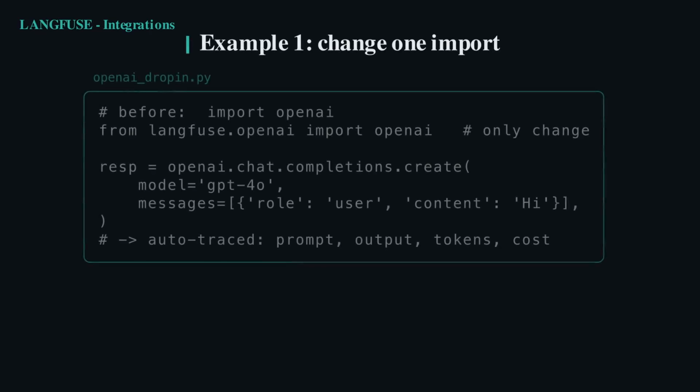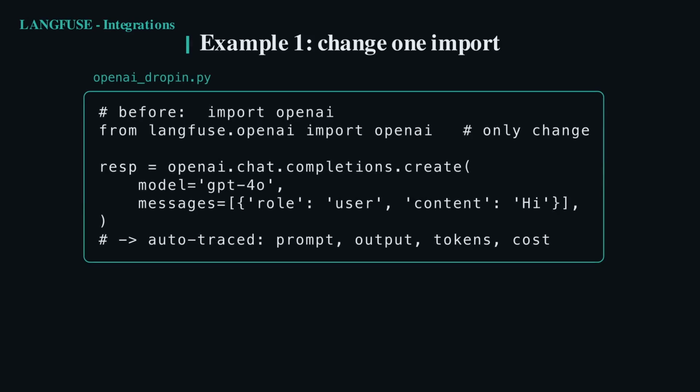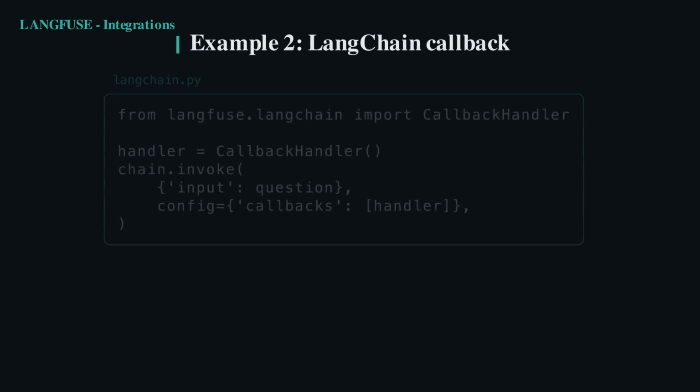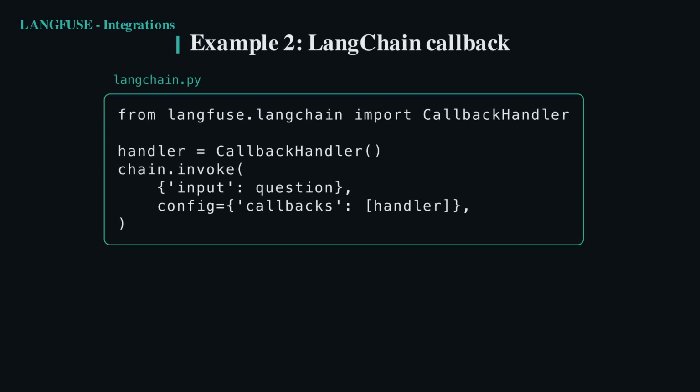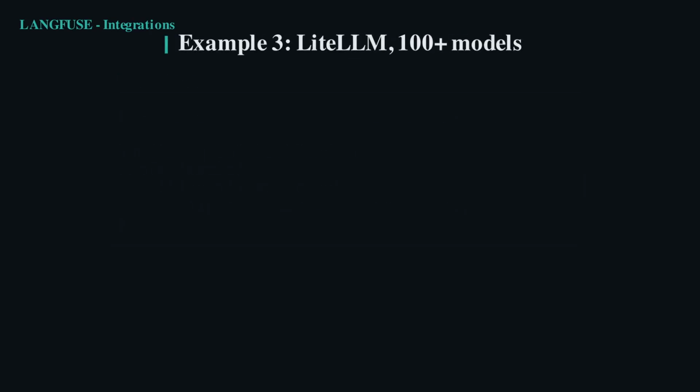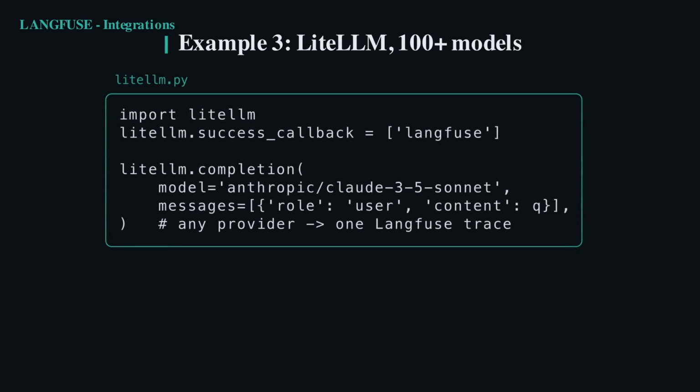Every call after that is traced with token counts and cost, and nothing else in your code changes. For LangChain, you pass a callback handler. It walks the chain and records every step and model call as nested observations matching the chain's own structure. If you route through LiteLLM, one callback traces every provider it supports. OpenAI, Anthropic, or a local model, they all land in the same trace format so you can compare them fairly.